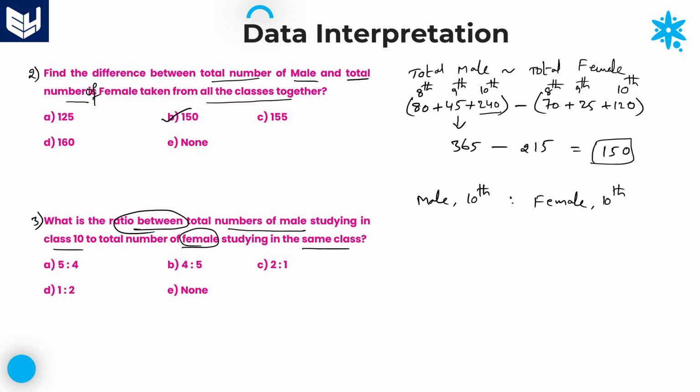Male candidates in 10th class, just now we have written, that is 240, and female candidates in 10th class, that is 120. Now we need to calculate the ratio between these two, 240 and 120. Here the 0 gets cancelled. 12 ones are 12, 12 twos are 24. Therefore the required ratio is 2:1. That is the ratio between total number of male candidates from class 10 and total number of female candidates from class 10.